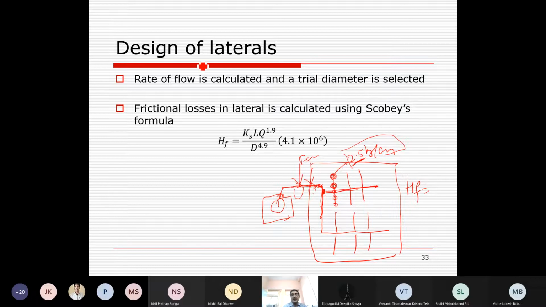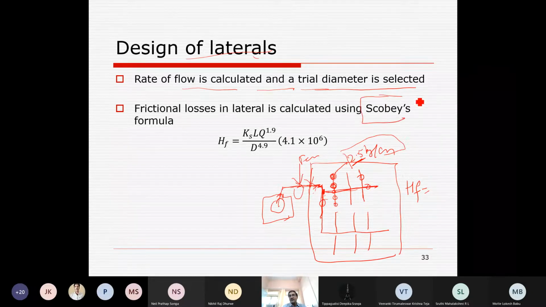So we are calculating back. In designing the laterals, the rate of flow is calculated and a trial diameter is first selected for these laterals, then mains and submains, then the pump condition. So the frictional loss in a lateral is calculated by Scobey's formula. This is a new formula. You have learned the Darcy-Weisbach formula, which can be used here as well, but this is another formula which is used to calculate the friction loss in a lateral. So that is simply KSL Q to the power 1.9. This is the standard condition for sprinklers. For drip, it is a little changed. D is the diameter of the pipe size. And this is a factor, a multiplier, to find out head loss in terms of simply meters. It will be more clear when you are solving just one problem, or seeing one problem, how we can design this, what I have here.